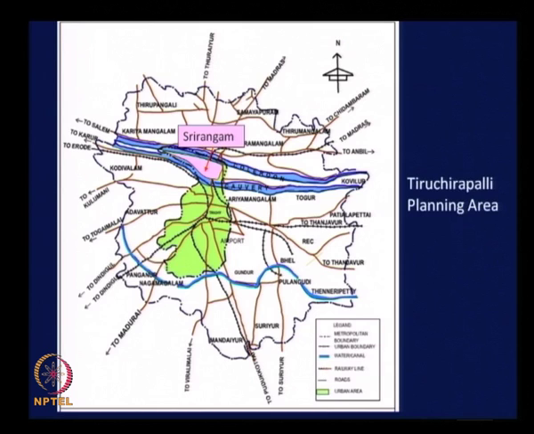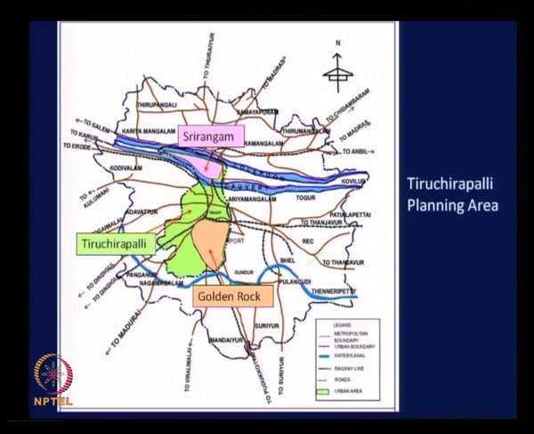It is in between the two rivers, island portion, and this is one corner of the green colored portion named Golden Rock municipal town, where there is a big railway workshop located, and the rest of the area is Tiruchirappalli municipality, Srirangam municipal town, Golden Rock municipal town and Tiruchirappalli municipal town.